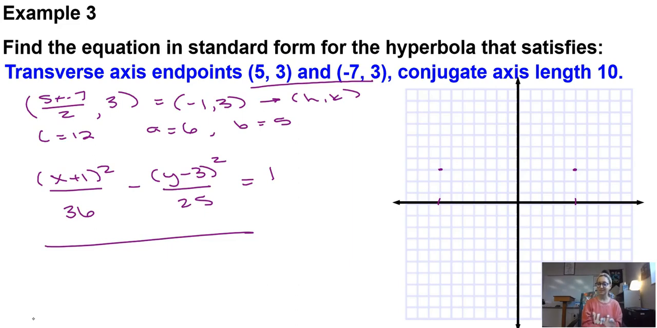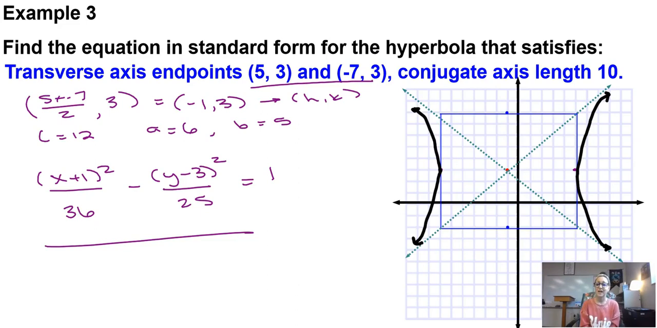See if you can graph this for me, and then let's check your work. All right, here's the answer. I plotted my vertices as well as my co-vertices and made my little box through that, which allowed me to make my asymptotes, and then make sure this one's opening horizontally, right, because your transverse axis was horizontal.